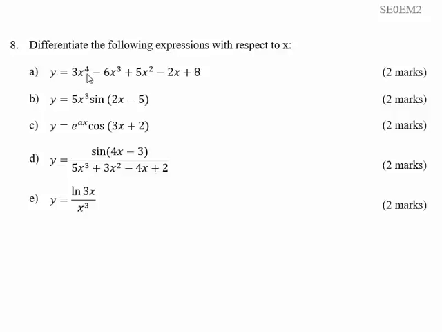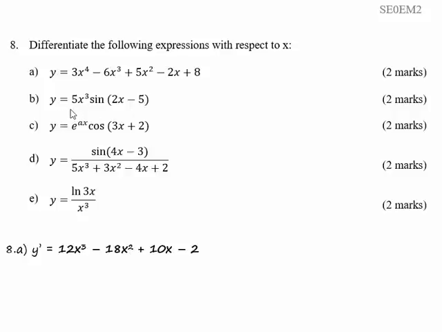Differentiating term by term, we're going to get 4 times 3 is 12, and then we'll reduce the 4 to 3. We're going to get 3 times minus 6 is minus 18, and we'll reduce the 3 to 2. We'll get 2 times 5 is 10, and we'll reduce the 2 to 1. This term just becomes 2. So our answer is 12x cubed minus 18x squared plus 10x minus 2.